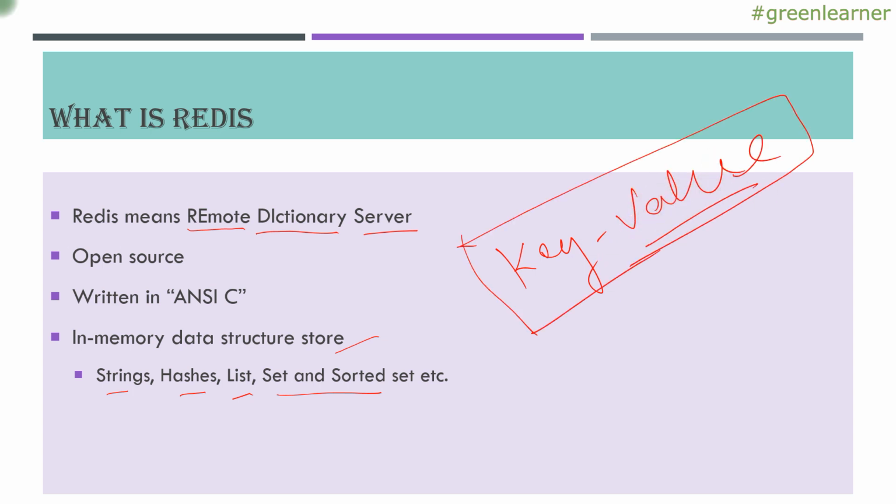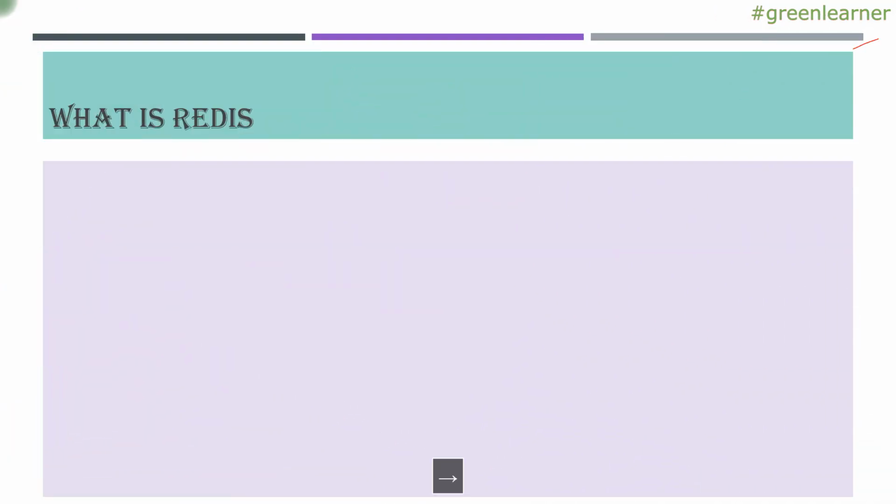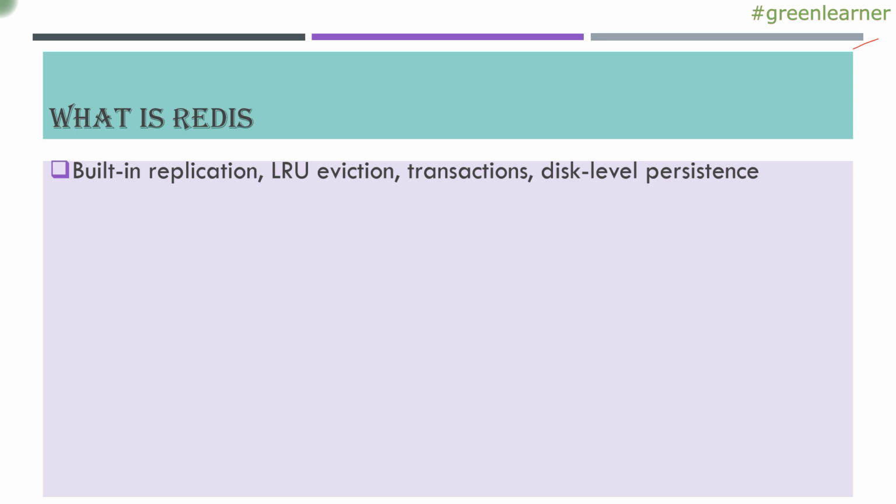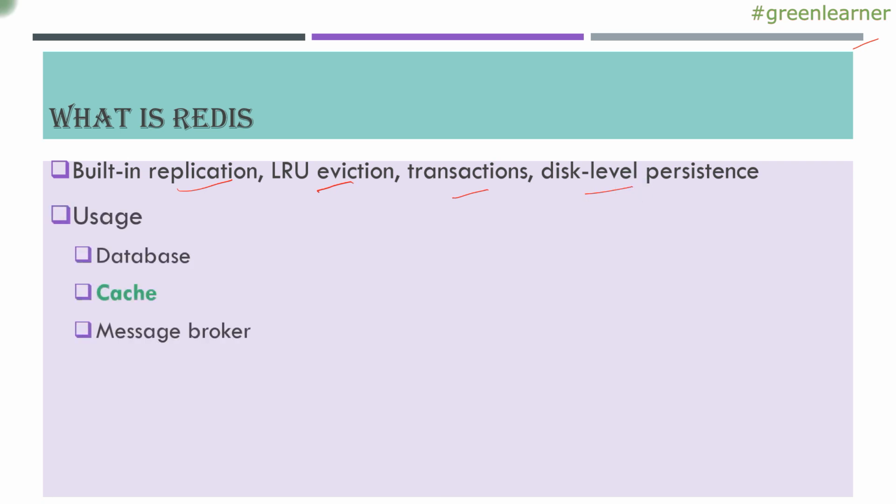If Redis comes to your mind, first, it is a database, and second, what kind of database? It is a key value database which gives you fast access and disk persistence also, right? Next, continuing on what is Redis, it has a built-in replication mechanism and LRU, least recently used eviction, which is very good for cache purposes. Transactions it supports also. Disk level persistence is also there. Where can Redis be used? It can be used as a database, it can be used as a cache, and it can also be used as a message broker. So cache we are going to focus on in this series.